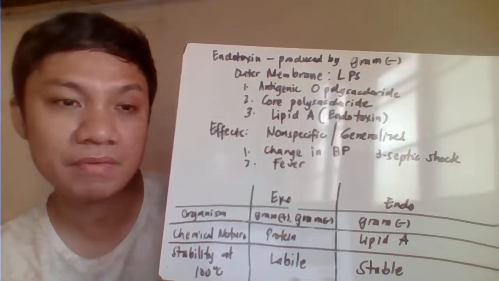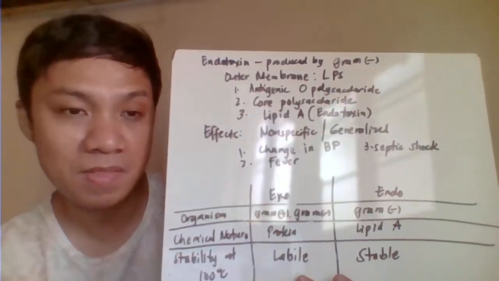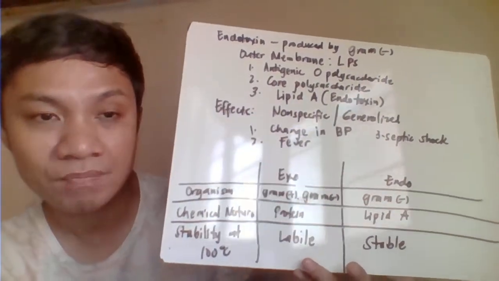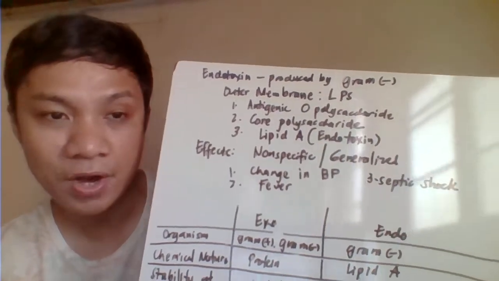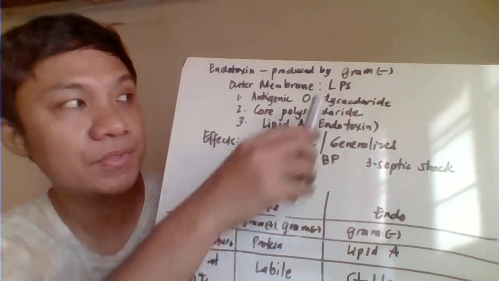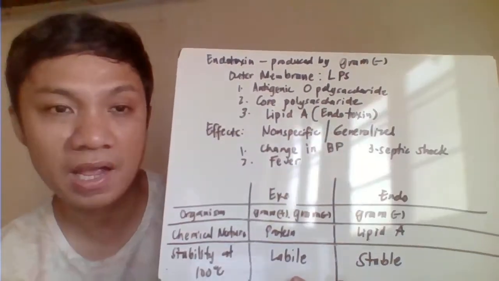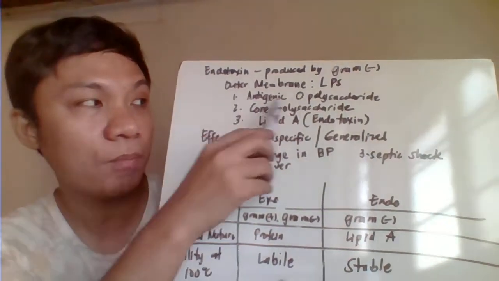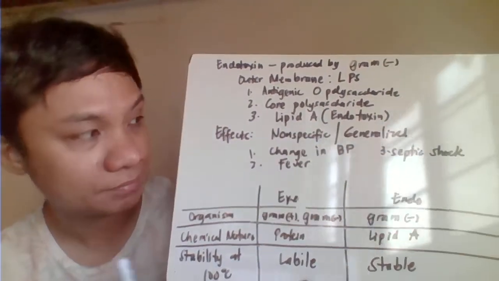Endotoxin, from the word itself, is part of the bacterial cell. And so it can only be found in gram-negative bacteria. Usually, we find this specifically in the outer membrane. Again, gram-negative bacteria have an inner thin peptidoglycan layer and the outer membrane made up of polysaccharide, polypeptide, and also the LPS, lipopolysaccharide. In this component, you can find your endotoxin. This is its basic structure: the antigenic O polysaccharide, the core polysaccharide, and lipid A. The lipid A component pertains to our endotoxin.